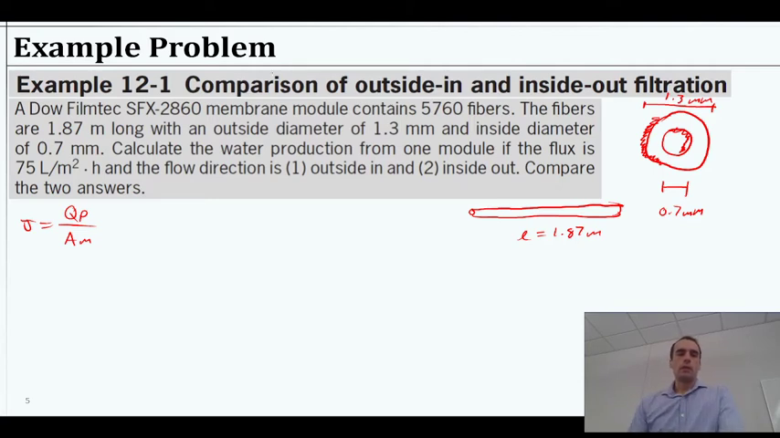Okay, so now what we need to find is the water production. We were given a flux. The flux was 75 liters per square meter. Water production, if you think about that term, that's what we're asked for. It's worth taking a moment to consider what you would think that meant. I'll tell you in just a moment, but think about that for a second.